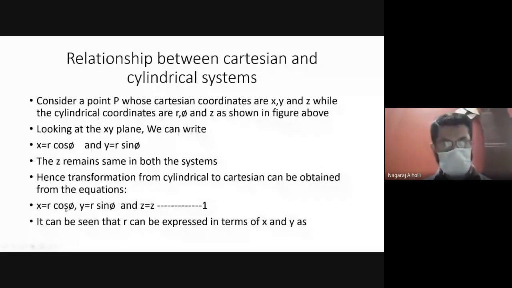RHS is the cylindrical, LHS is the Cartesian. We are converting from cylindrical to Cartesian. Similarly, we can convert from Cartesian to cylindrical. This is conversion from cylindrical to Cartesian. Next, we can convert from Cartesian to cylindrical.